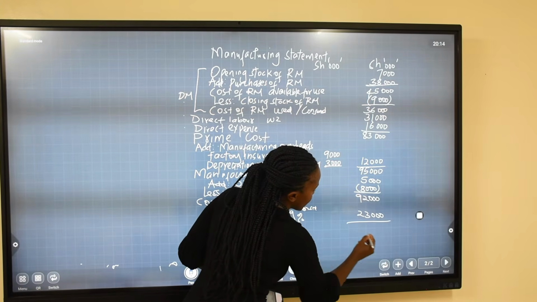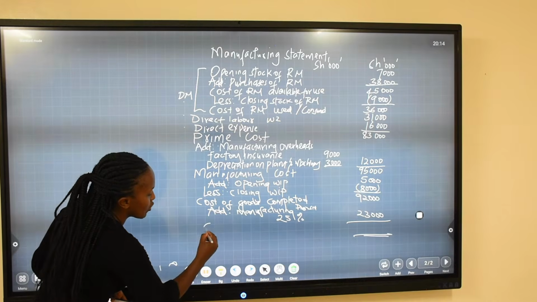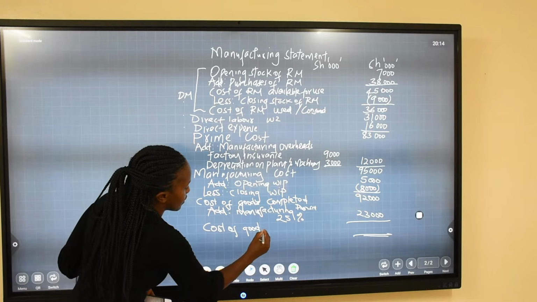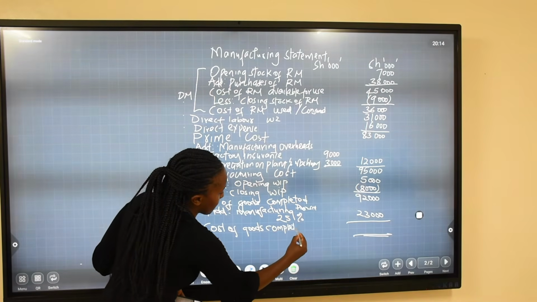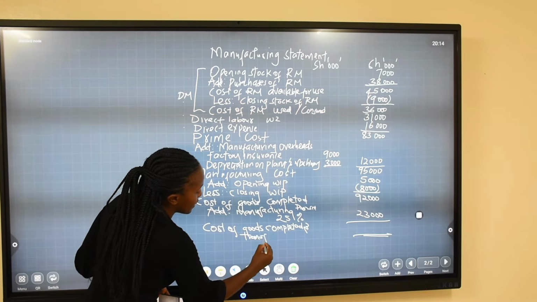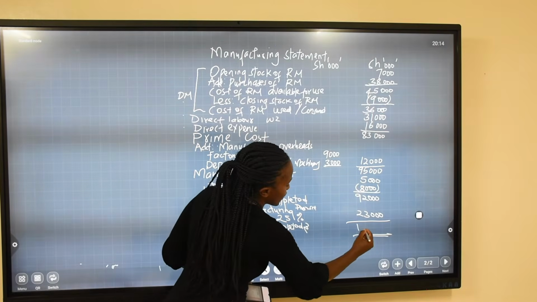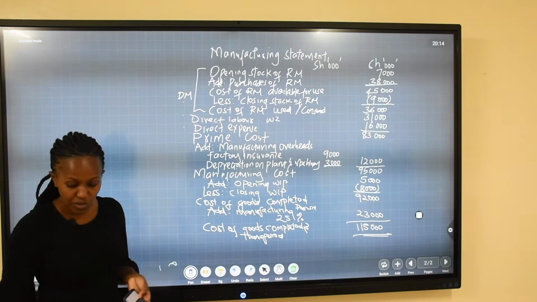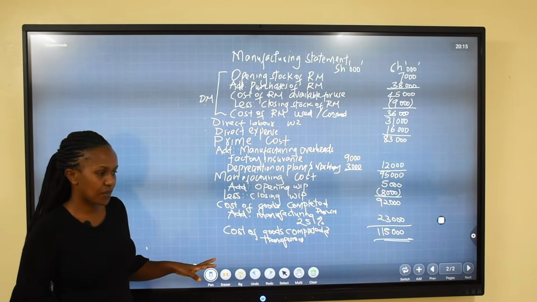We are going to add it, and whatever we now get is our answer from the manufacturing statement, which we are calling the cost of goods completed and transferred. Maybe you're asking, transferred to where? Transferred to the warehouse to be sold. So the cost of goods completed and transferred to the warehouse for sale, because everything about them has been finished, is what you are getting from this manufacturing statement.